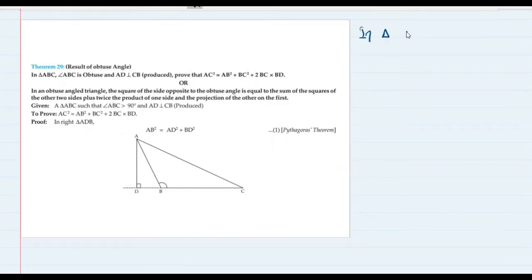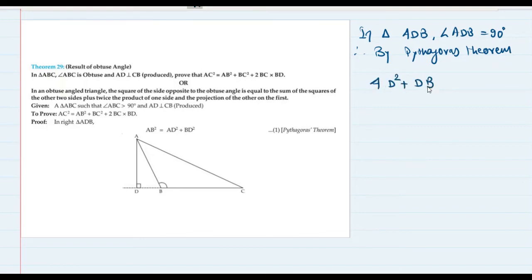In triangle ADB, I'm going to apply Pythagoras theorem. In triangle ADB, angle ADB is equal to 90 degrees. Therefore, by Pythagoras theorem, this is the way you write actually, AD square plus DB square is equal to AB square. Make it equation number 1.